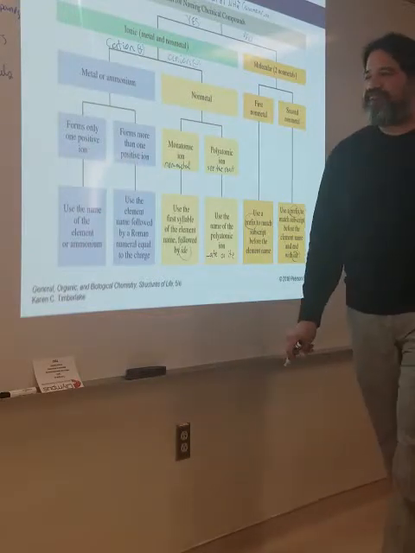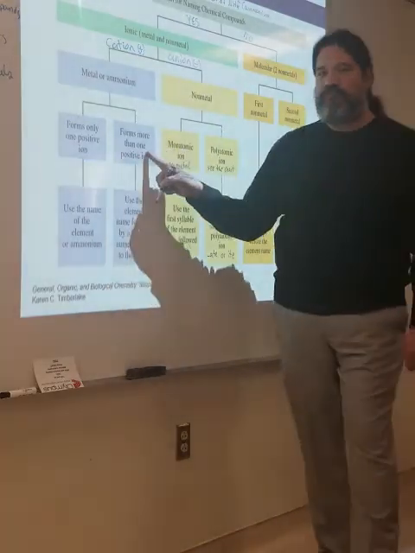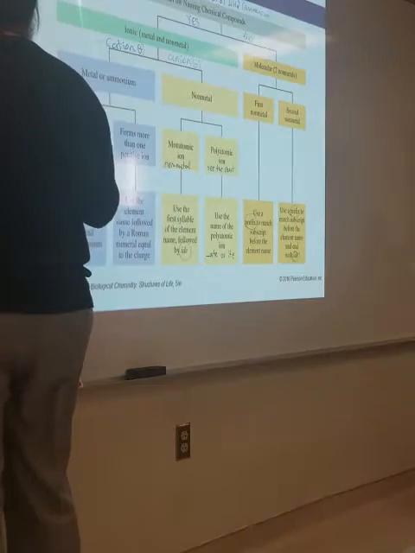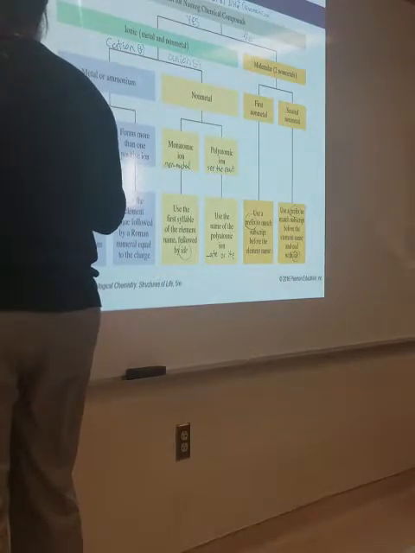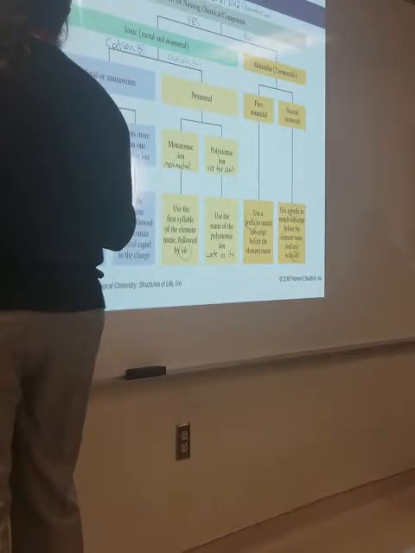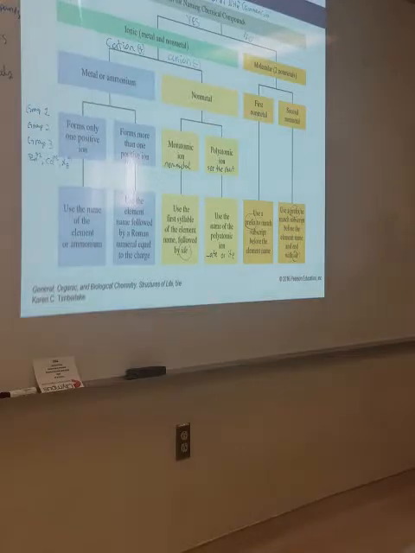On the positive side, if it forms only one positive ion, you do not need a Roman numeral. If it can form more than one, you need a Roman numeral. The ones that only form one are group 1, 2, 3, zinc, cadmium, and so on. Group 1's plus 1, group 2's plus 2, group 3's plus 3. Zinc, cadmium, memorize that is plus 2, silver plus 1.